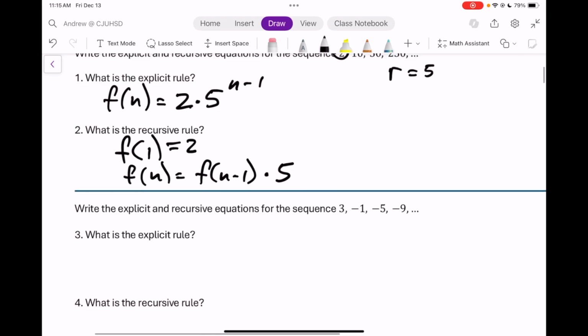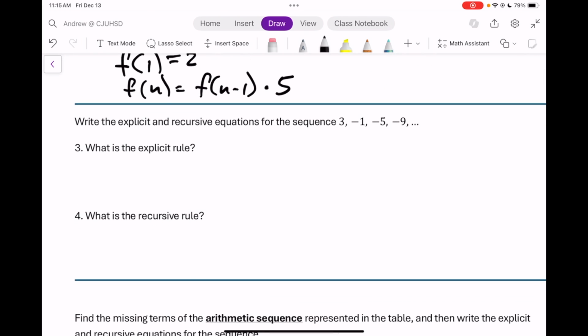Okay, now we're going to do that for an arithmetic sequence. So 3 goes down to -1 by going down by 4. 1 minus 4, -1 minus 4 is -5, and -5 minus 4 is -9. So the common difference, d, is -4.